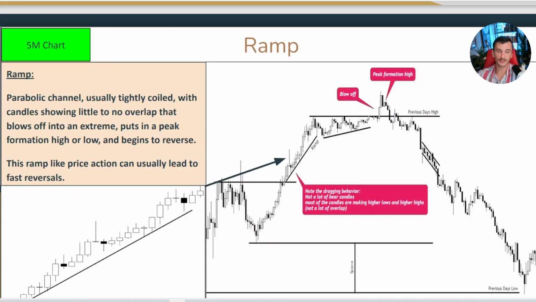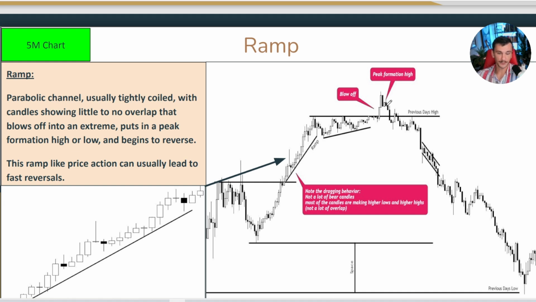Ramping is some of my favorite price action to see because a lot of times it will indicate a very fast move back down, or a very fast breakout to the upside on the backside of a dump, and then now we're looking for that pumping price action. So this is a little blow up or a larger version of what I've got over here. A ramp is basically a parabolic channel, usually tightly coiled with candles showing little to no overlap, that blows off into an extreme, puts in a peak formation high or low, and then begins to reverse. When I say begins to reverse, I'm referring to it puts in a peak formation.